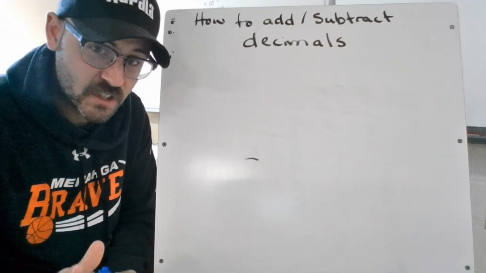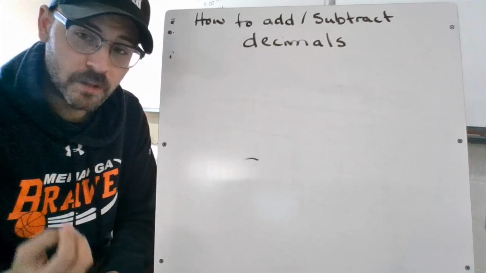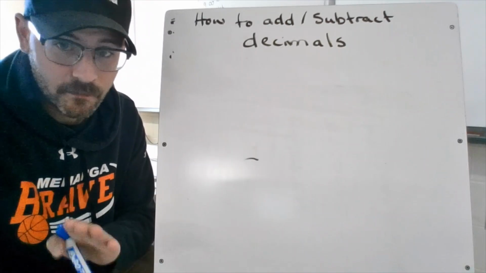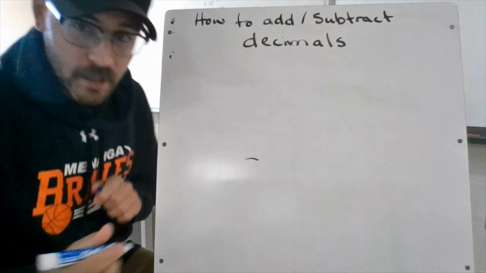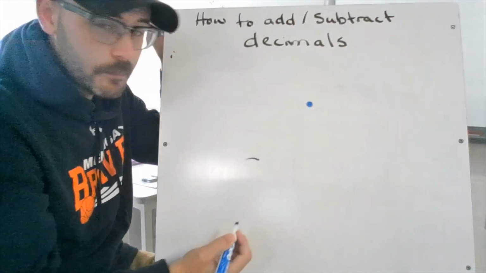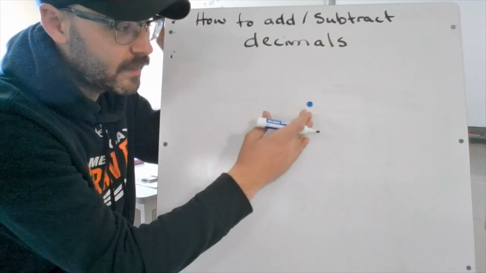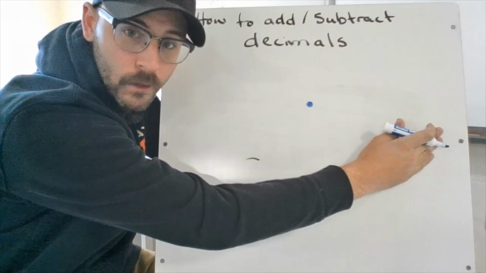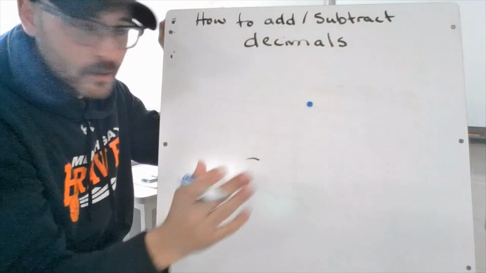But before I jump into how to add and subtract decimals, I am going to review with you some of the place values because I'm going to be saying a lot of place value throughout this video. And if you don't know which place value I'm talking about, it might get confusing. So I'm going to start with the decimal. A decimal is something that separates everything that is whole from everything that is part of a whole, like a fraction. I'll give you an example.